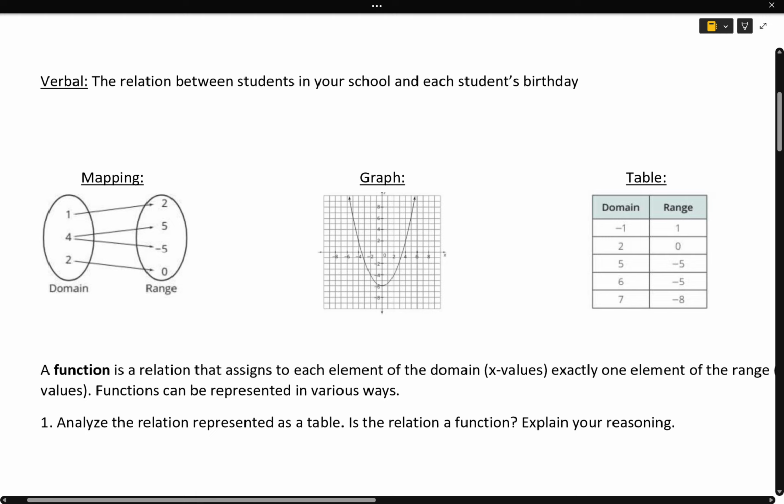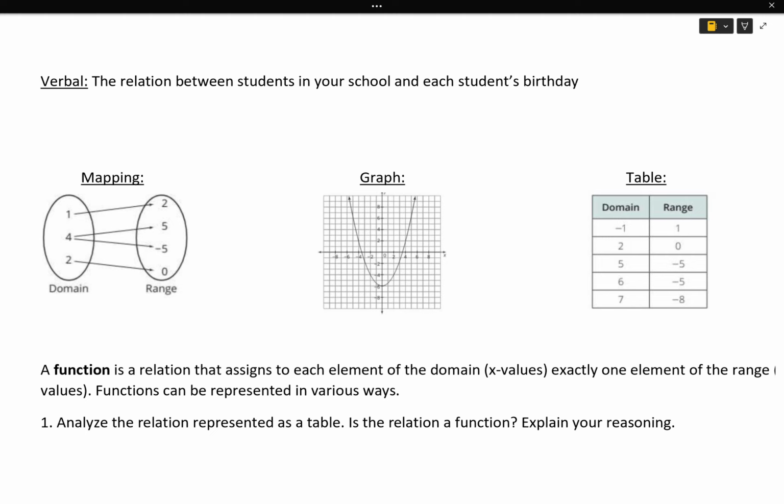All right, so a relation is the relationship between sets of inputs and outputs. The various kinds of relationships we can have are ordered pairs, equations, verbal ones, so just written in English. We can have maps, graphs, and tables. Now, functions in particular are relations that have each element of the domain, so the x's, the inputs, go with exactly one of the range values, which is our outputs or our y's. And functions can be represented in various ways.